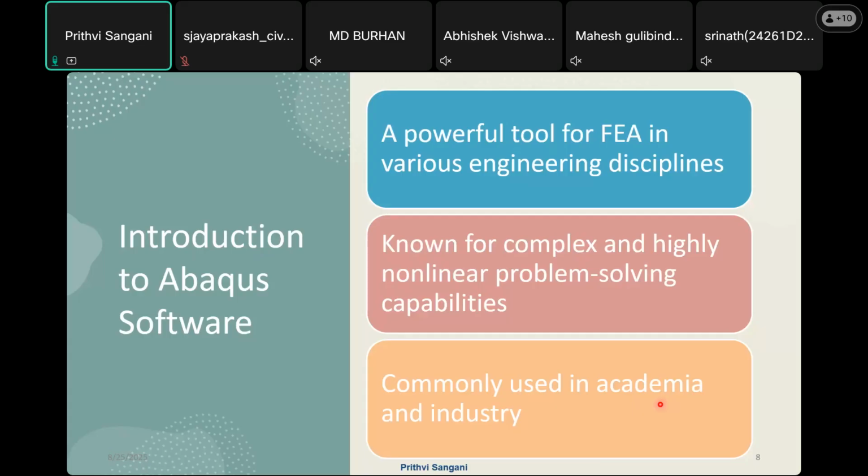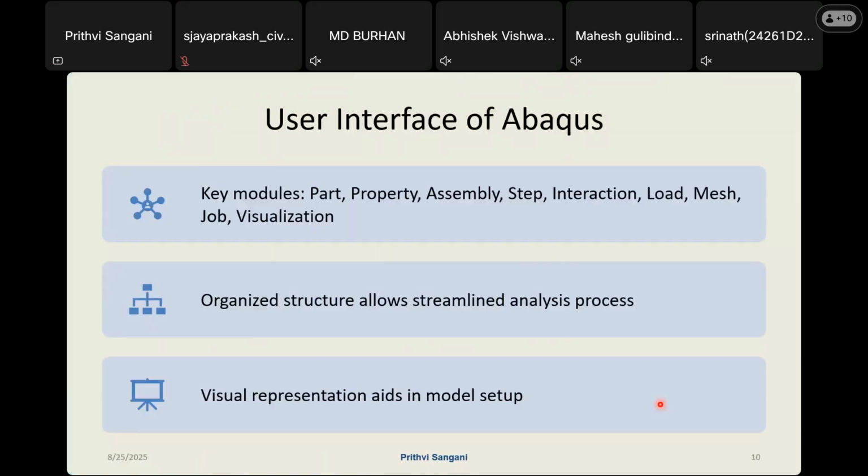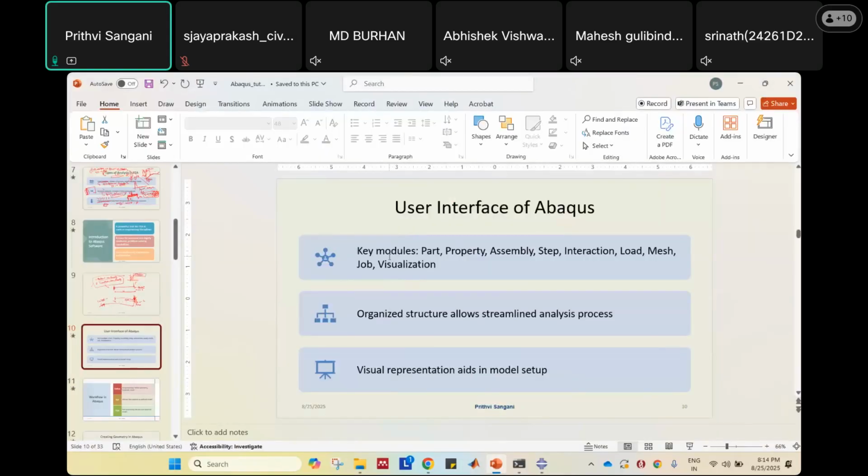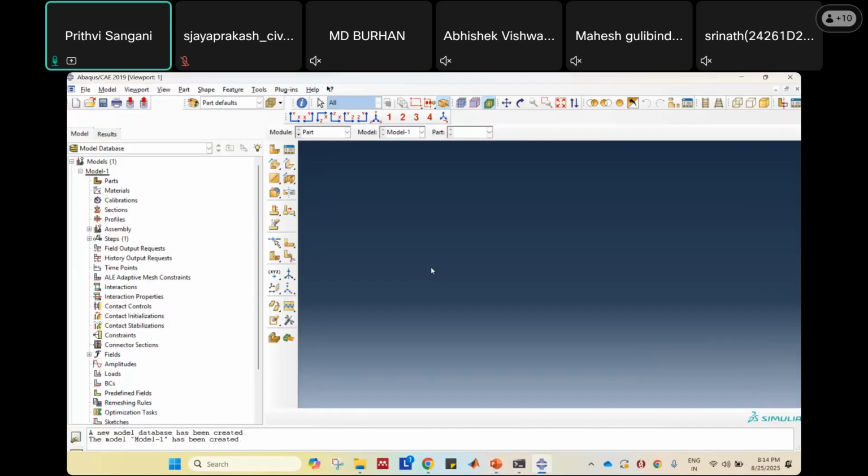And definitely in industry, in certain typical places, we use ABAQUS as a tool for solving several industrial problems as well. So what I'll do is keep skipping to the interfaces. When I say key modules, like what all we have in ABAQUS, I'll open the ABAQUS software and show you. First, I'll show the interface. I hope you're able to see this ABAQUS screen.